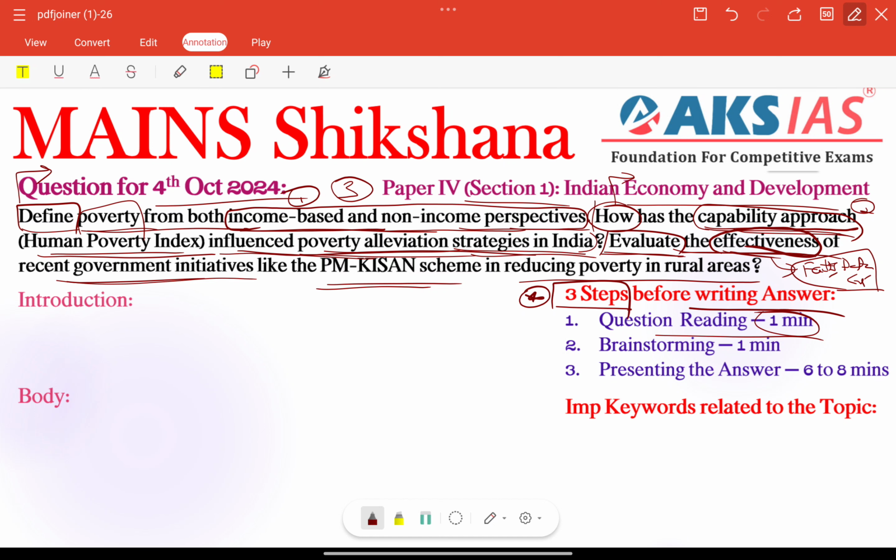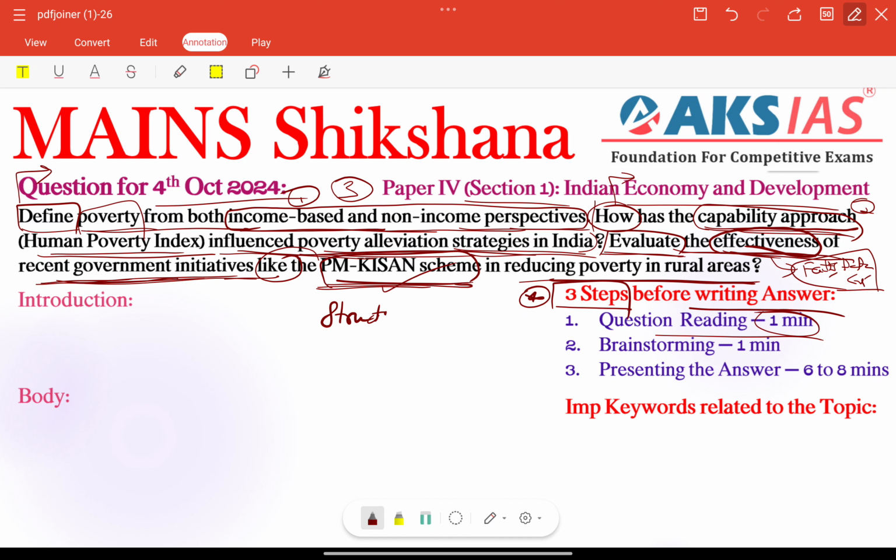So next, effectiveness of recent government initiatives, not exactly only PM Kisan. Many aspirants have written only the PM Kisan scheme, right? No, we should not write like that. Here we need to focus on this particular keyword: effectiveness of recent government initiatives like PM Kisan. Other than PM Kisan, there are so many, and we need to touch at least 2 more. Reducing poverty in rural areas. So that is the importance of keyword identification here.